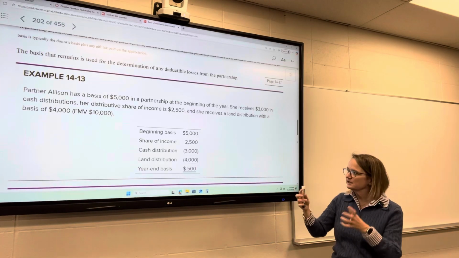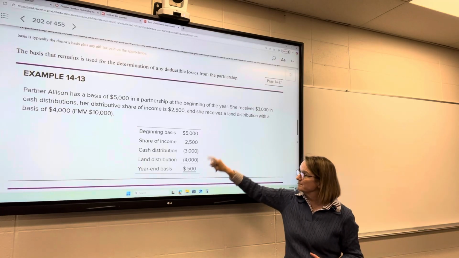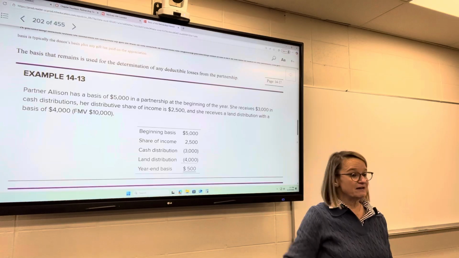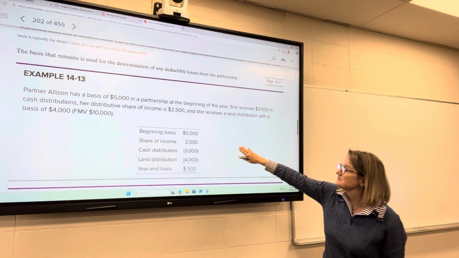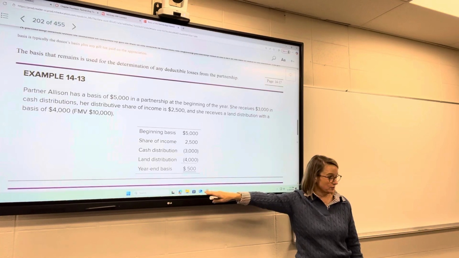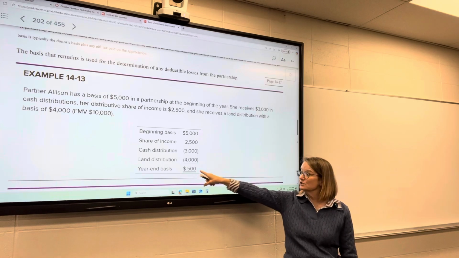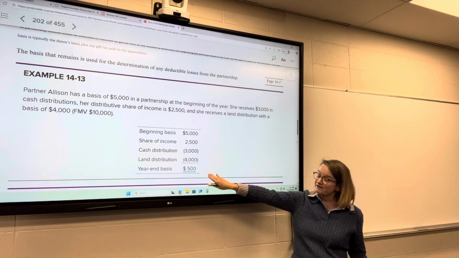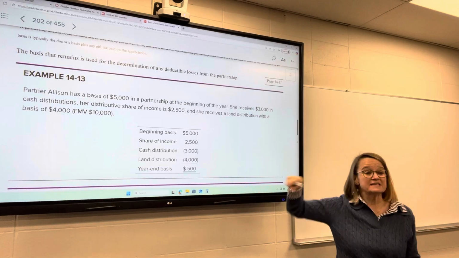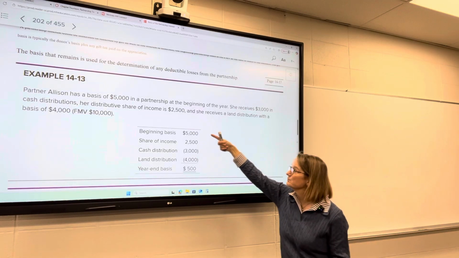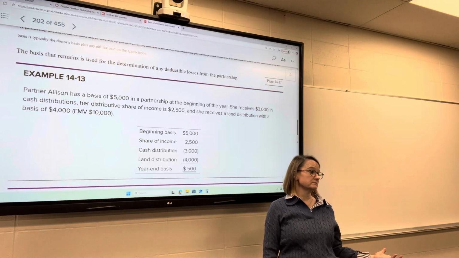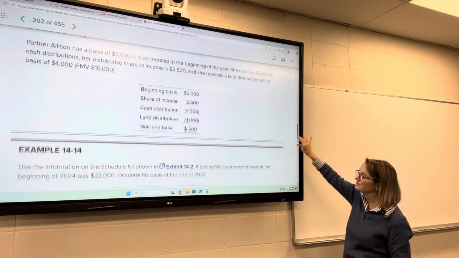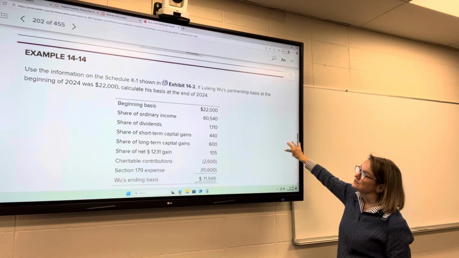But if you think of it in those terms, what happens? We go from $5,000 beginning basis to a year-end basis of $500. But it has to be calculated in that order. Remember, this year-end basis cannot go below zero. So it's at 500, that's fine. That means that next year, she's going to start out with a beginning basis of $500, right? And then we'll keep track of all of the transactions that happen throughout the year.